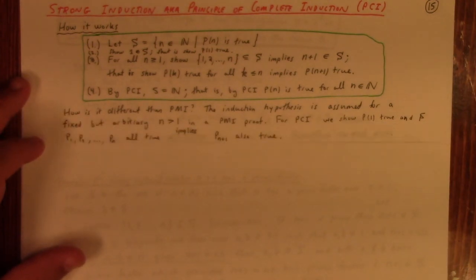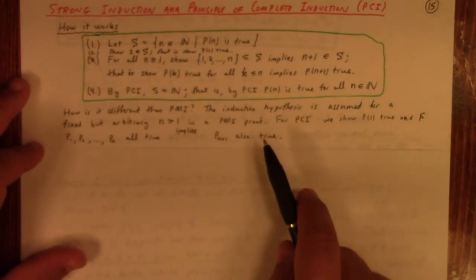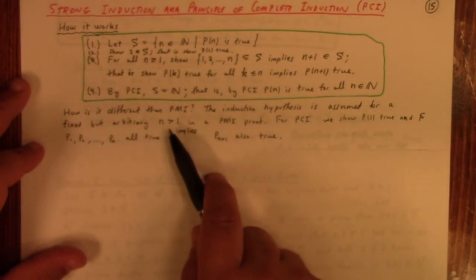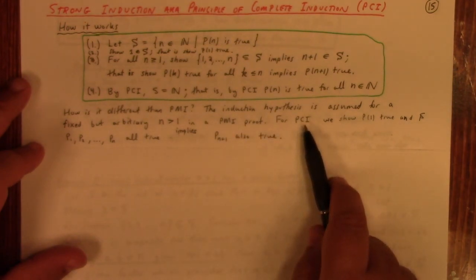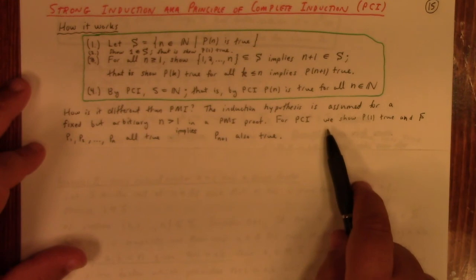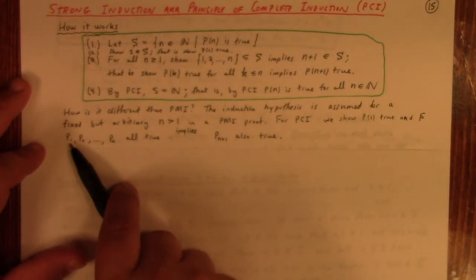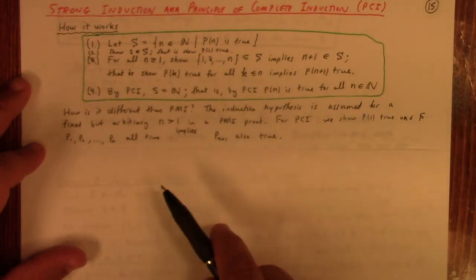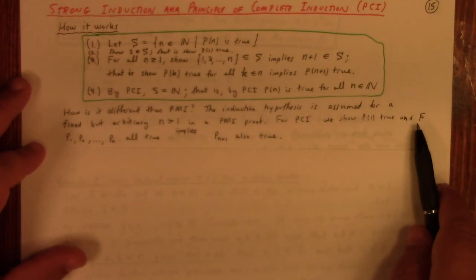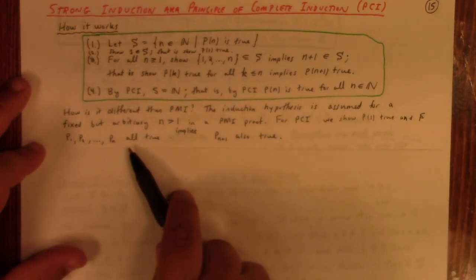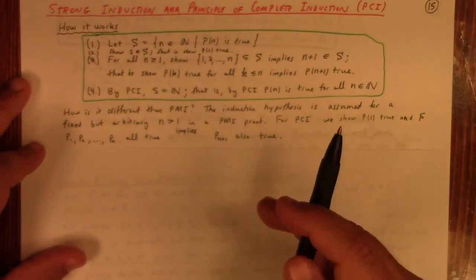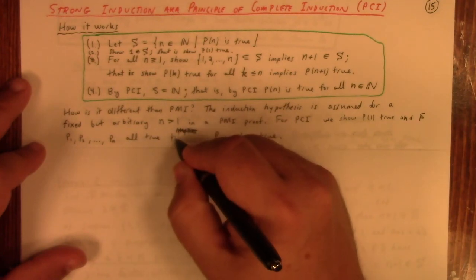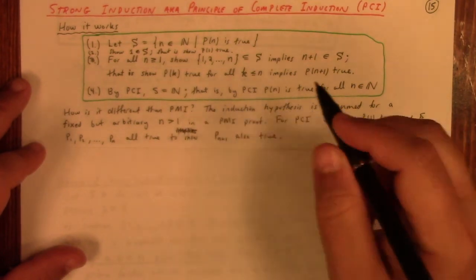How is this different than proof by mathematical induction? Well, the difference is that in PMI, the induction hypothesis is assumed for a fixed but arbitrary n greater than 1, whereas for proof by complete induction, aka strong induction, we show P(1) is true, and then we suppose that P(1) through P(n) are all true, which implies, I guess I go back to show P(n+1) is also true.